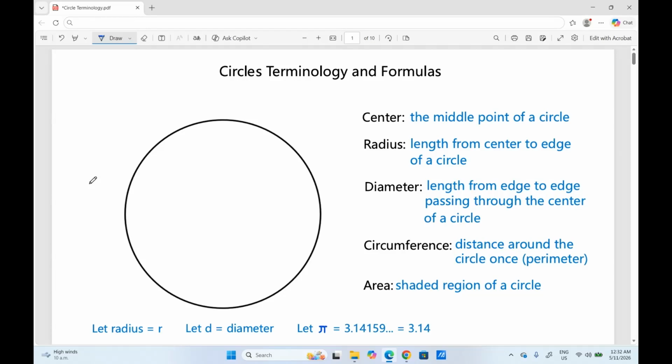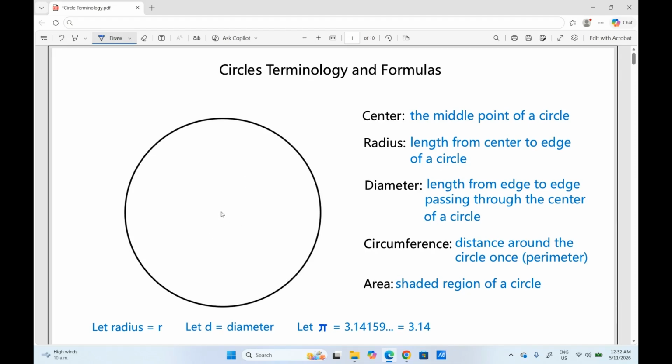Hi class. In this video, we're going to be talking about circles, the terminologies for parts of a circle, and the formulas for that. So let's start with the center. The center is defined as the middle point of a circle. So here I'm just going to eyeball where the middle point of the circle would be. So I'm just going to say it's right here. So that's the center of a circle.